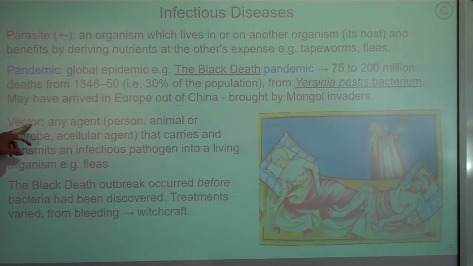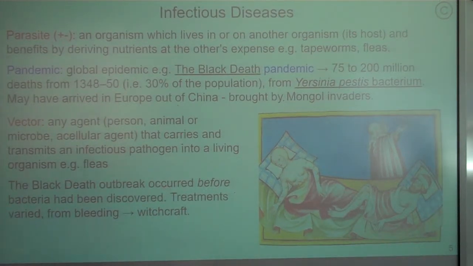So there's that definition for vector we talked about. An agent, person, animal, microbe, or anything acellular, meaning not living, that carries and transmits an infectious pathogen into living organisms. So fleas and mosquitoes are things that immediately jump to mind, and it was fleas that were transmitting the Black Death. People thought it was cats and dogs, so they killed them. So it was actually fleas from rats that were transmitting from the rat into the humans. But people mistakenly thought it was cats and dogs, so they killed them en masse, which made the problem even worse.